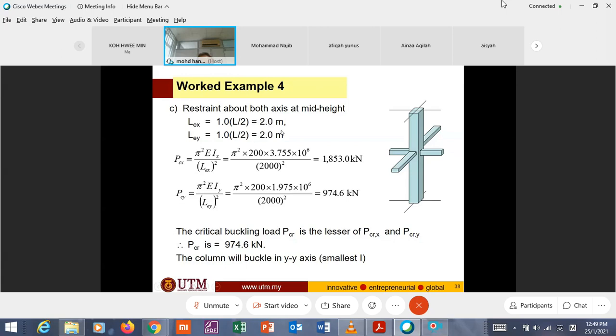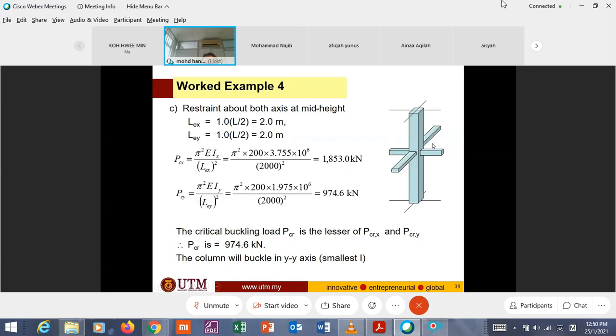Substituting 2.0 here and 2.0 here, you have 1853, 794, 947. You see here the minor axis is more critical compared to the major axis, similar to what generally happens to a pin-ended column.